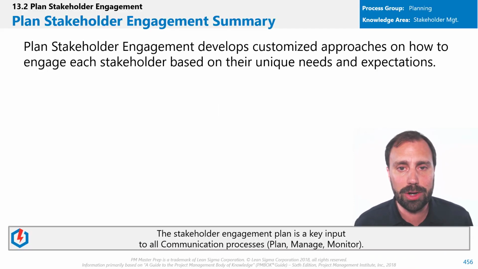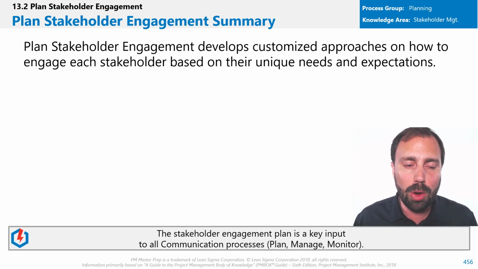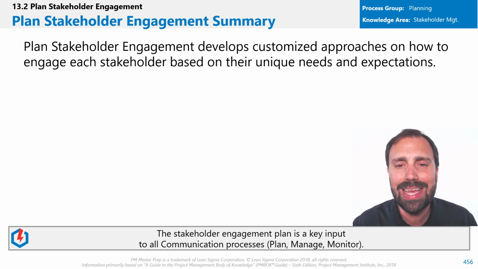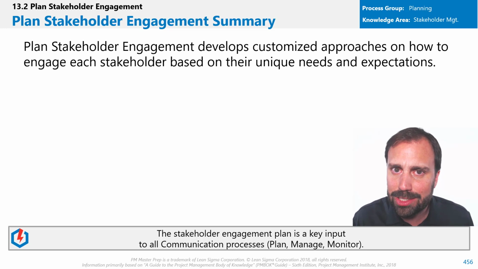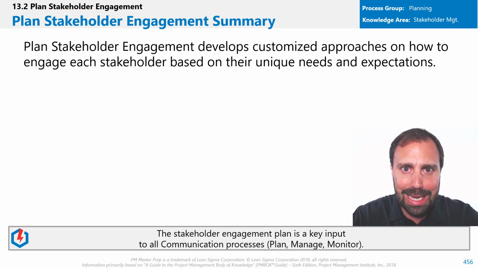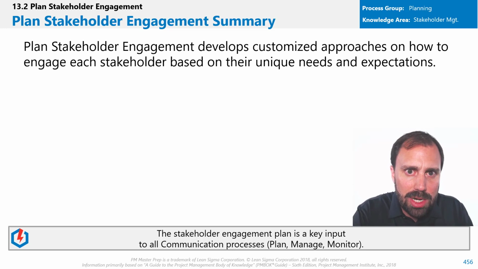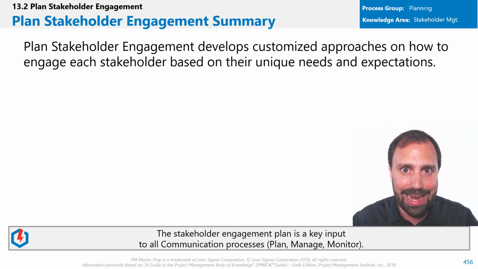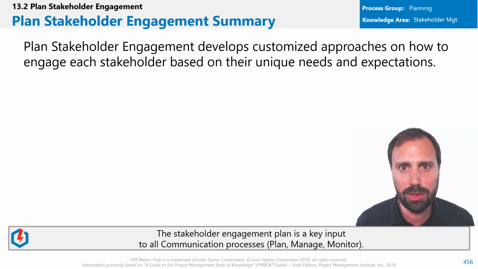All right, so plan stakeholder engagement. Let's go through the summary. Why are we here? What are we doing? What have we gotten from previous processes? In this process, our goal, our focus, is to develop a customized approach on how to engage each stakeholder based on their unique needs and expectations. Wow, it is a big thing. Coming at a project with that perspective, to say, I'm not going to blanket treat everybody the same. I'm going to uniquely engage them and communicate to them based on their unique needs and my needs from them, is a detailed approach. It's a very sophisticated way to think through these things.